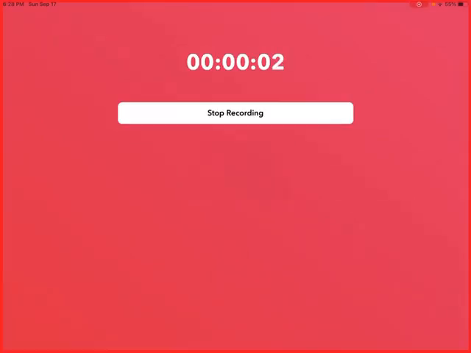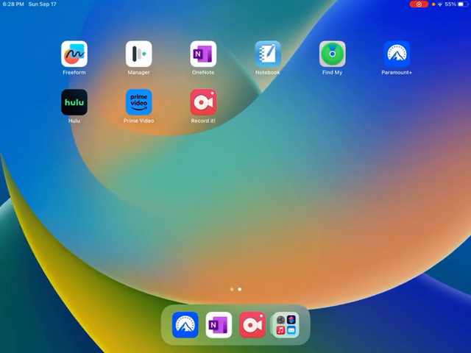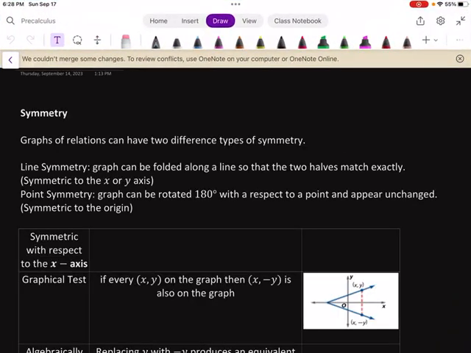All right, we are going to learn some things today. Symmetry within our graphs. Some of these will be functions, some of them will not be functions. But when we look at a coordinate graph, where is it symmetric? So there's two different types of symmetry.